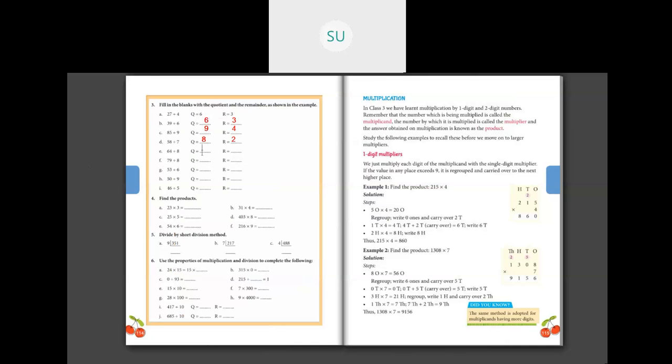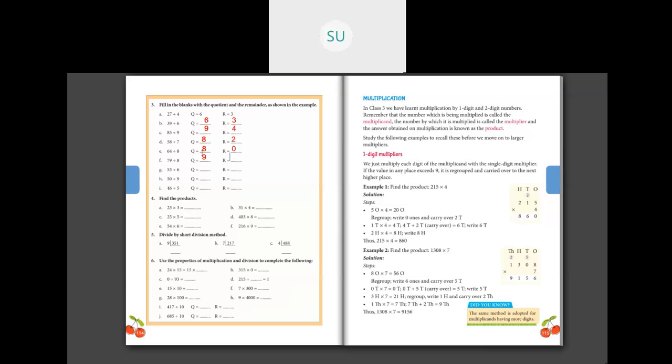Okay, then 64 divided by 8. Now 64 comes in the 8 table, correct? 8 eights are 64. So quotient here is 8, and 64 minus 64 is 0. So remainder is 0. Then 79 divided by 8. Now does 79 come in the 8 table? It doesn't. So that means we'll see a number closer to 79 in the 8 table, which is 72. So 8 nines are 72. So 9 is the quotient, and 79 minus 72 is how much?